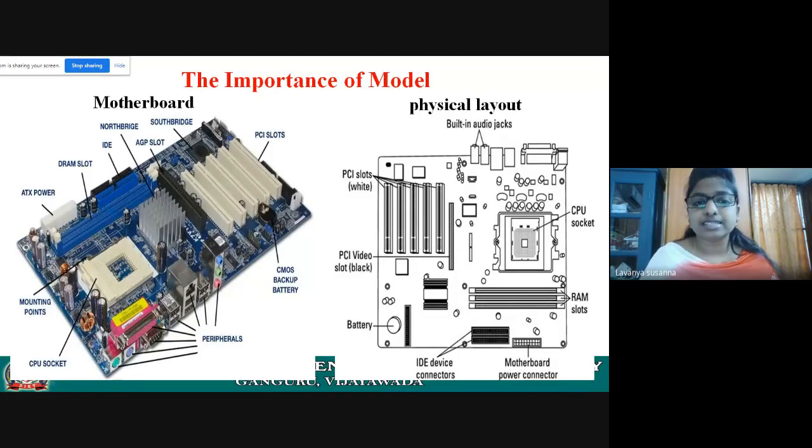And these are the PCI slots where network cards and graphics cards are inserted. Now see, this is the physical layout. First you need to represent the component level view of the computer, and next you need to show in diagrammatic format the physical layout of the motherboard. In this way you need to model.